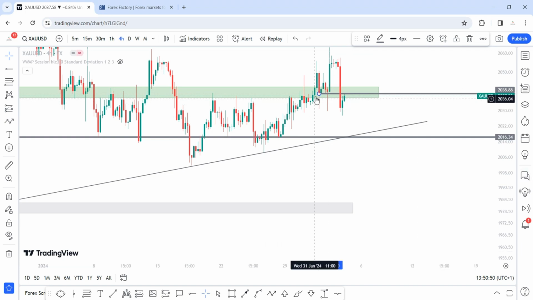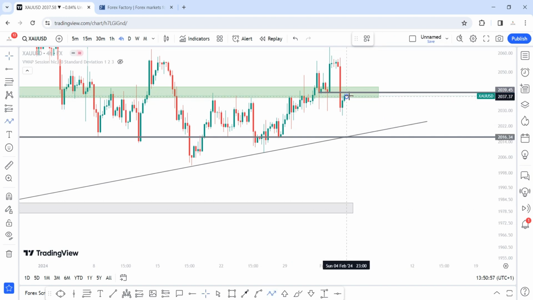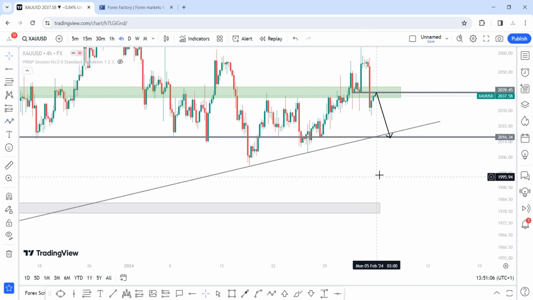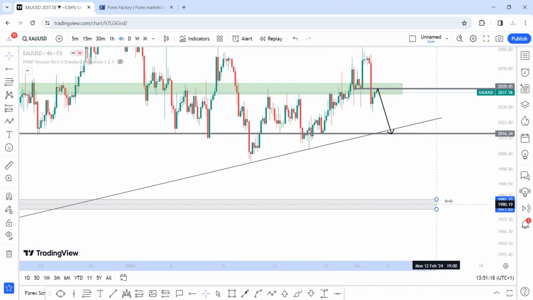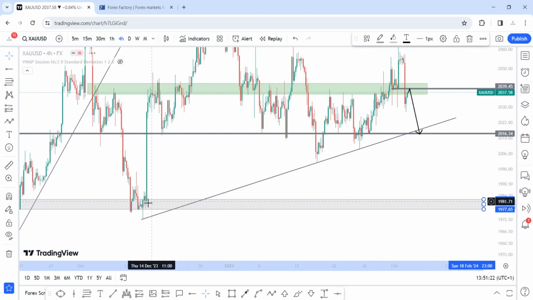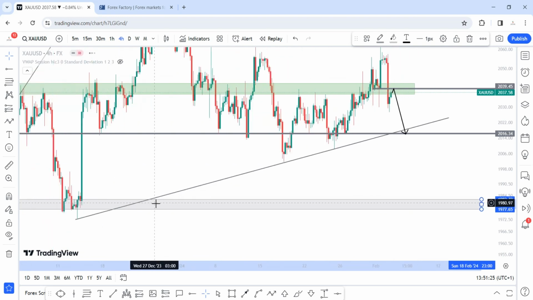So I'll be expecting, or let me move it higher a bit, the 2039 area. I'll be expecting a bearish continuation from around here into this trend line or into the 2015 or 2016 area. All right, so this is my short-term move for gold. But if we break below this trend line and below 2016, then I would like to see a proper break below, a retest, then before we sell to the 1980 round number area, which is around here. All right, so this is my view on gold for next week.